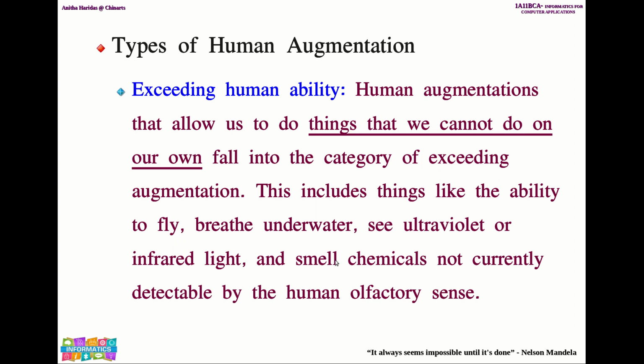And the third type, I can say, is exceeding the human ability. Human augmentations which allow us to do things that we cannot do on our own is called exceeding augmentation. For example, the ability to fly, the ability to breathe underwater, the ability to see ultraviolet or infrared lights, the ability to smell chemicals which cannot be detected by the human sense. So this is what you call exceeding the human ability, another type of human augmentation. These are some of the examples of human augmentation technologies available nowadays.